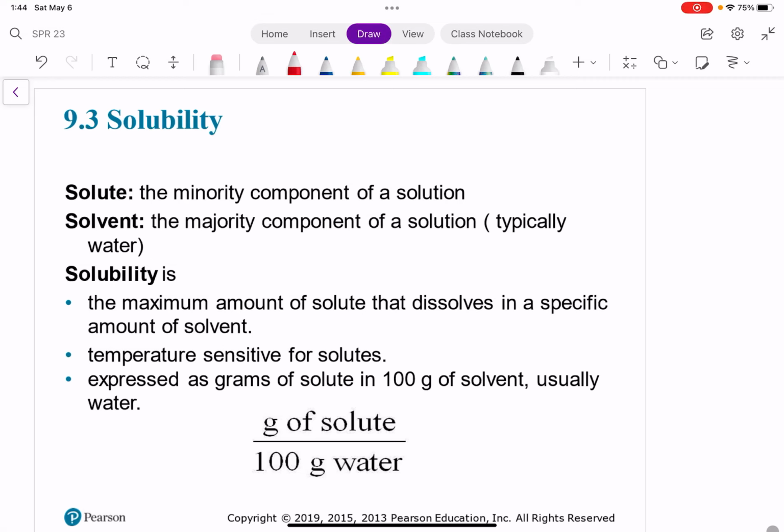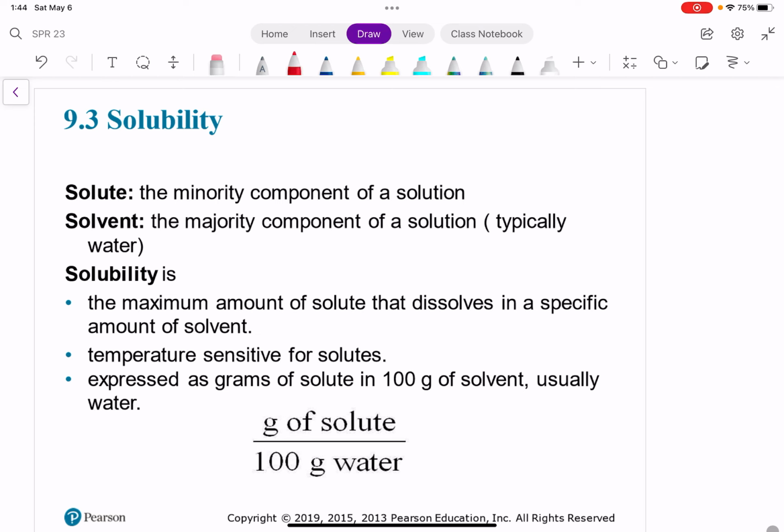So I'm not sure if you were able to look at the lab handout for this week yet, but this week we're actually going to do a lab about precipitation reactions, which are types of double displacement reactions. But in order to understand what a precipitation reaction is and how it works, we first have to talk about solubility. So that's what this video is going to be about.